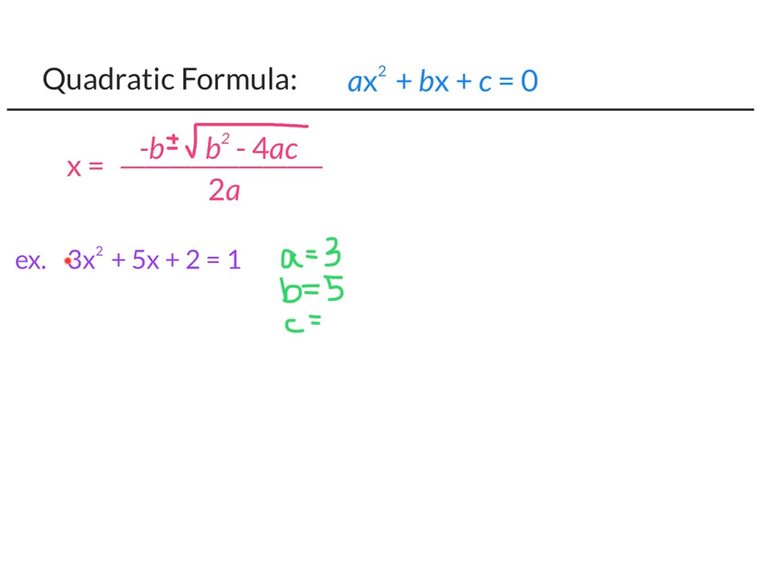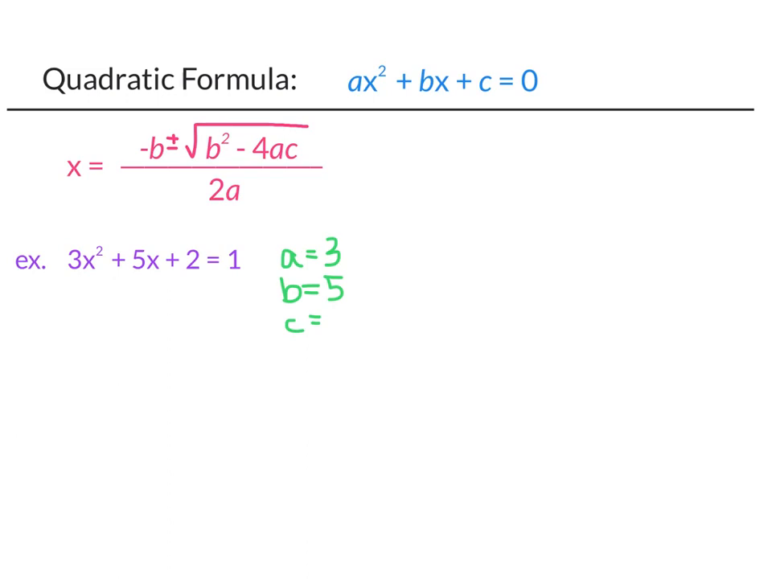So here's my example, but as you can see, I tried to pull out my a value. A sits in front of the x squared, b sits in front of the x, and c is my constant. But hey, wait a minute, my equation's not equal to 0. So is c 2? Is it 1? Is it some combination of them? Okay, in order to find my c value, I have to get this equation equal to 0.